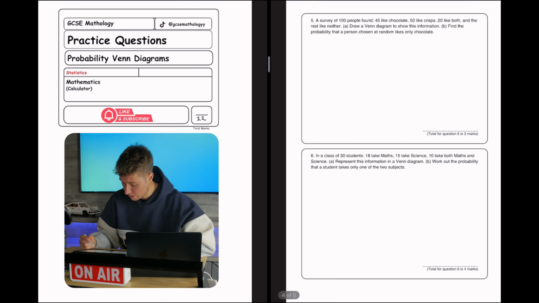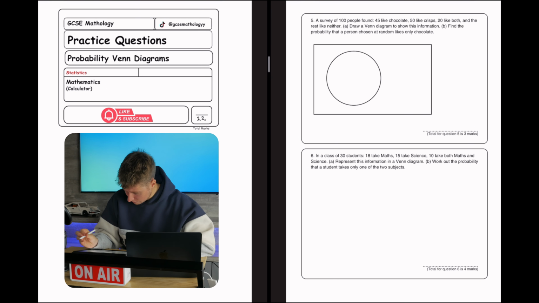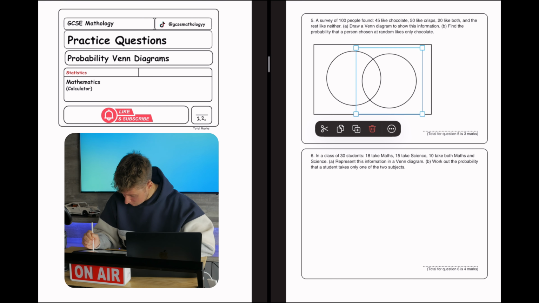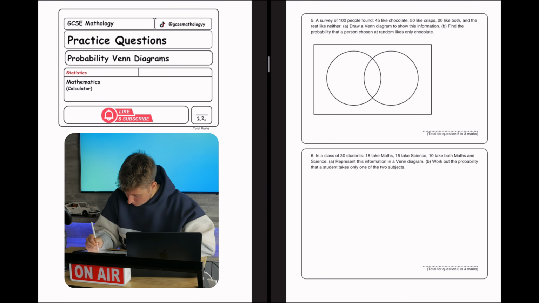Question 5 says a survey of 100 people found that 45 like chocolate, 50 like crisps, 20 like both, and the rest like neither. And we need to draw the Venn diagram to show this information. I'm going to draw the outside box first, and then the two rings. And we're going to have chocolate and then crisps.